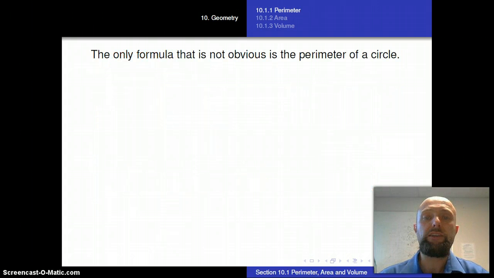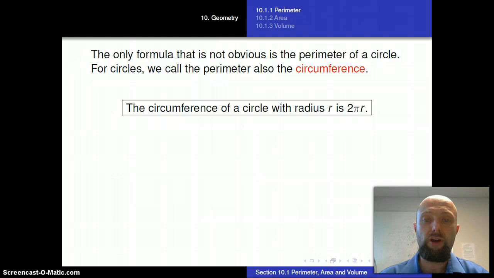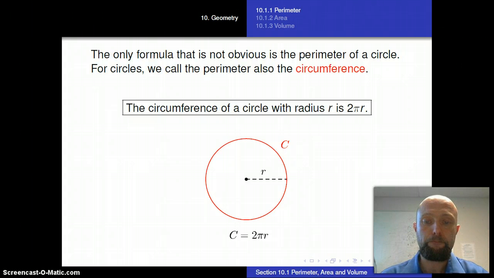The only formula that is not obvious is the perimeter of a circle. For circles, we call the perimeter also the circumference. And the formula for the circumference of a circle with radius r is 2 pi r. And here's a picture.